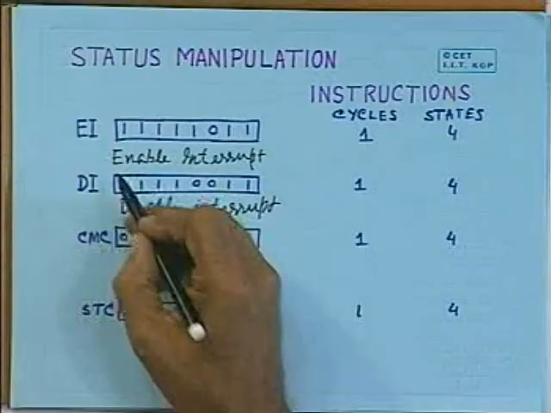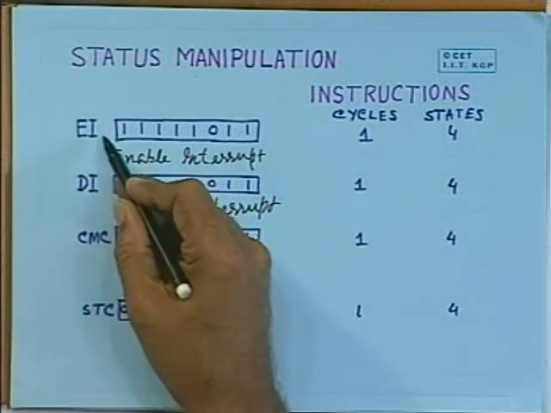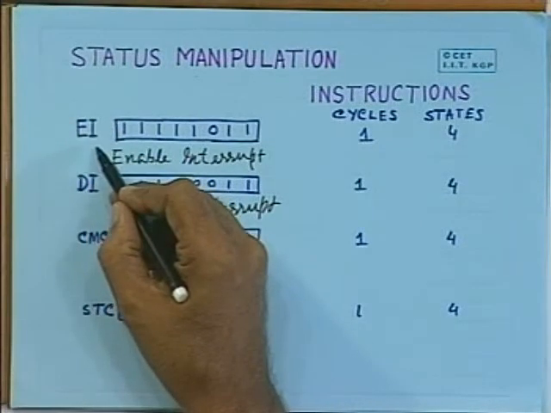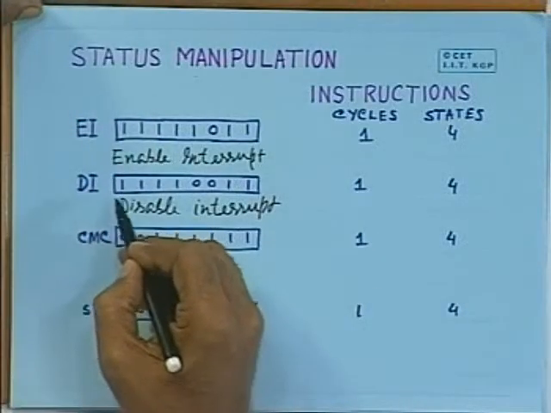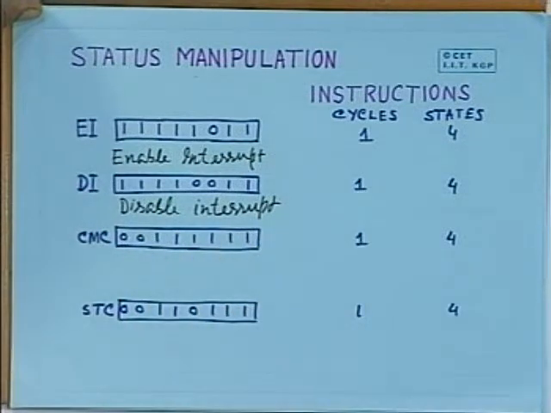What is the outcome of this? Whenever a flip flop is modified, obviously nothing happens at this moment. However, subsequently whenever an interrupt occurs, it may be accepted depending on which particular instruction has been executed. If enable interrupt is executed, then those interrupts will be enabled and they will be accepted. On the other hand, if disable interrupt is executed, subsequently no such interrupt will be accepted.